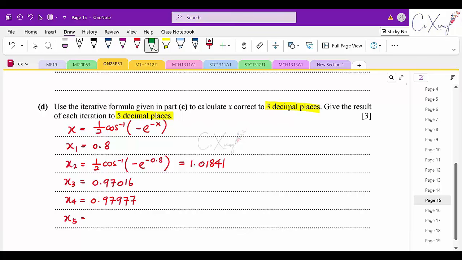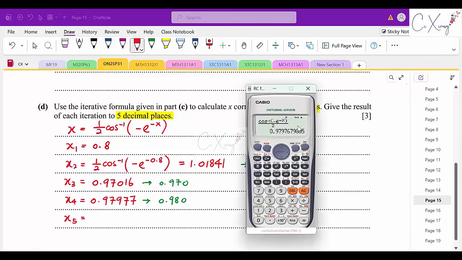As an example, for the first one, if you correct it to 3 decimal places, it is 1.018. This one will be 0.970. Are these two values the same in 3 decimal places? No, right? So that means you have to continue to repeat until you get the same value. For the x4, if you correct it to 3 decimal places, your answer should be 0.980. Also still different from the previous one. Then you have to repeat until you get the same value.